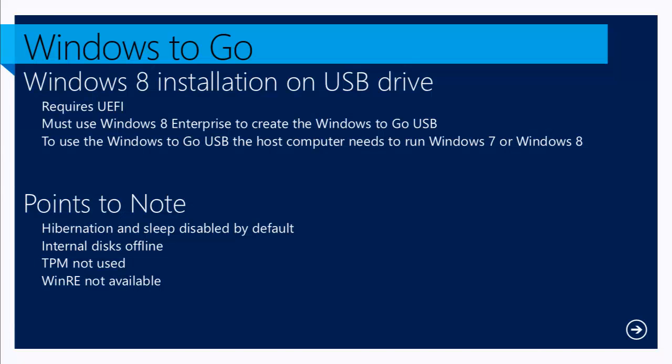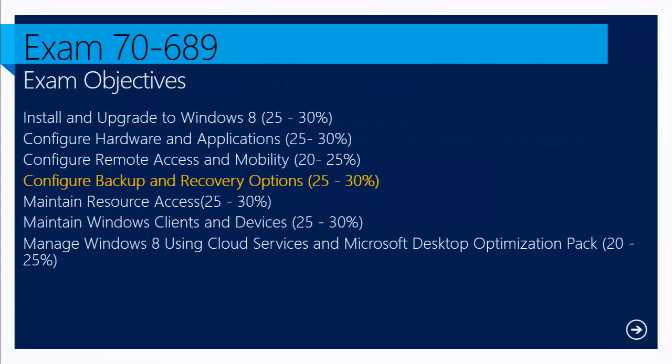Limitations: no hibernation, no internal disk, it's offline, which is a good idea, right? You don't want somebody running Windows to Go on your computer and then getting access to your hard drives. That sounds like a great strategy there. The protection module is not used, and Windows Recovery Environment is not available. But still, a cool little thing that you can do with Windows 8.